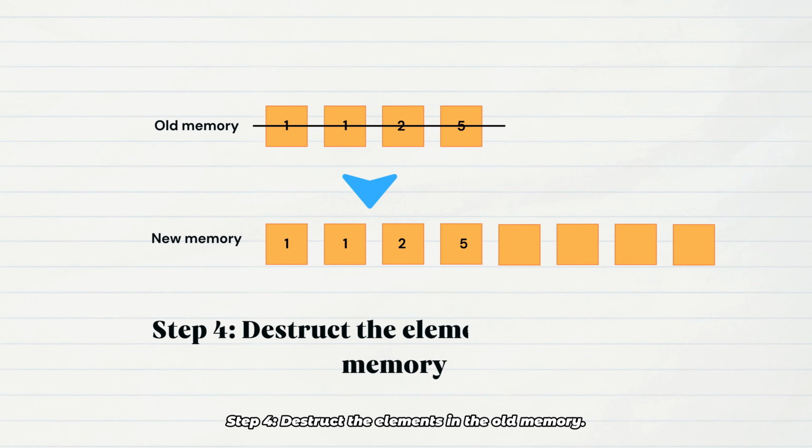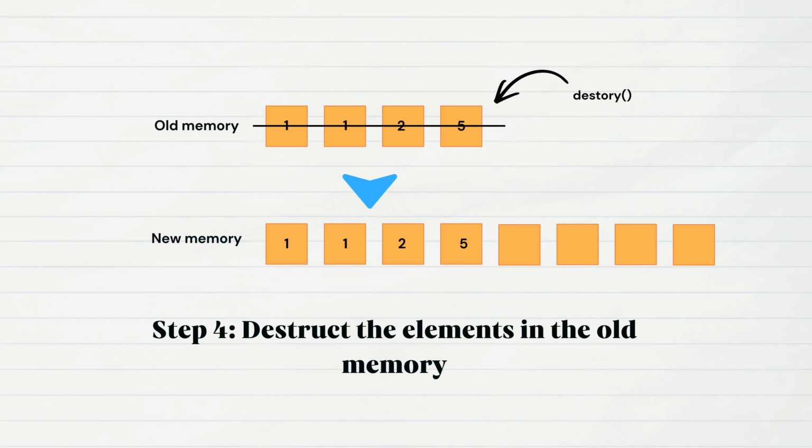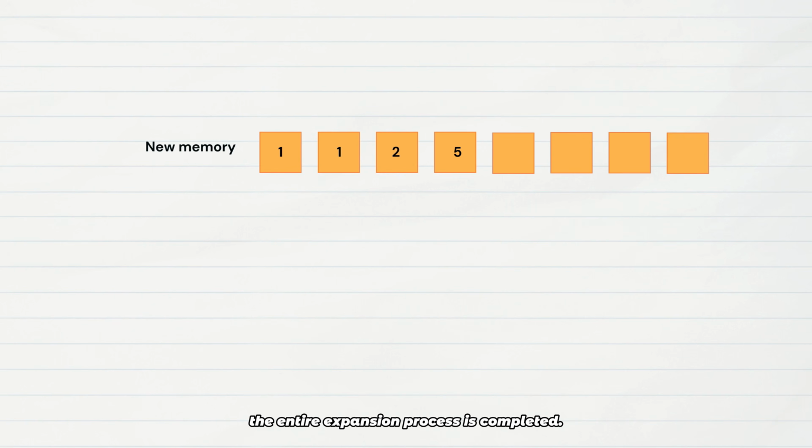Step 4. Destruct the elements in the old memory. After all old elements are successfully moved or copied to the new memory, vector will call destroy, traverse all elements in the old memory, call their destructors one by one, and release the resources occupied by the elements themselves. Step 5. Release the old memory. After destructing the old elements, vector will call the deallocate method of the allocator to release the old memory and return the old memory to the operating system. Here, the entire expansion process is completed.